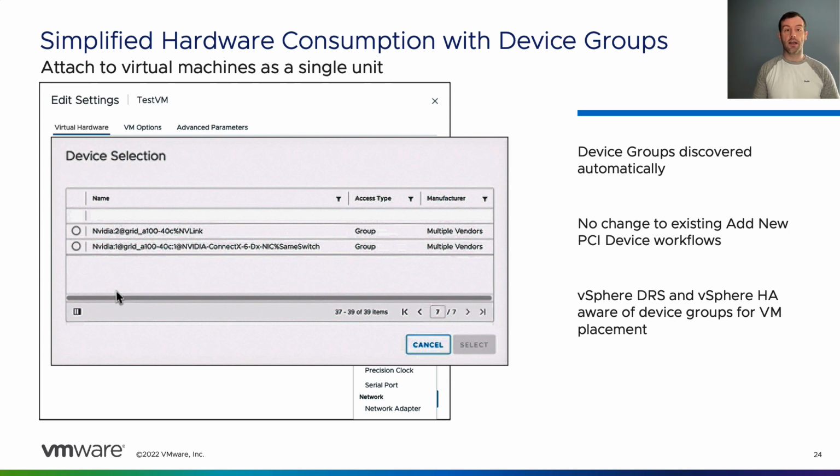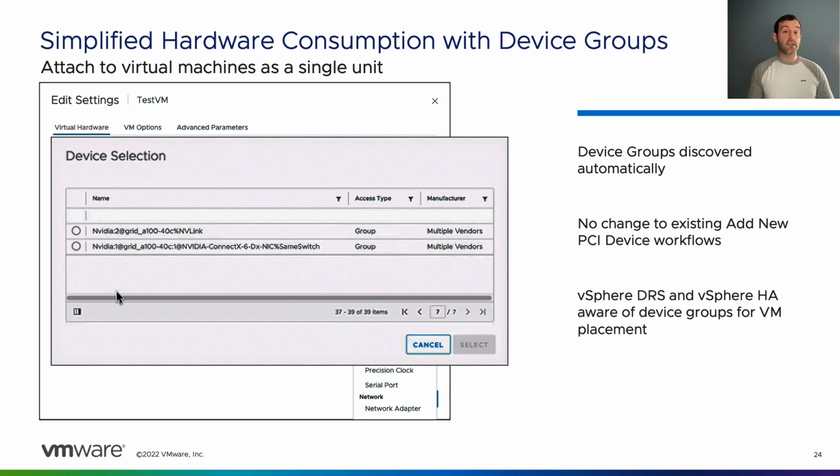One is for a 2 GPU pairing, and you can see NVLink is in the name, indicating that they're using a direct interconnect. And the second one is a combination of GPU and dedicated NIC. So depending on the workload in question, you can choose the appropriate device group that meets that workload's needs.